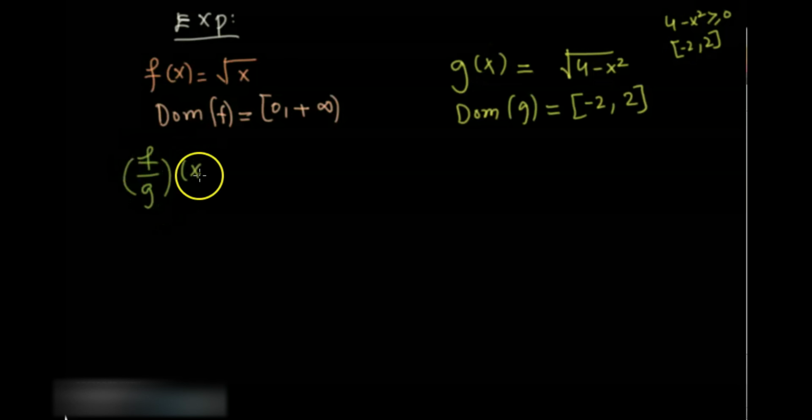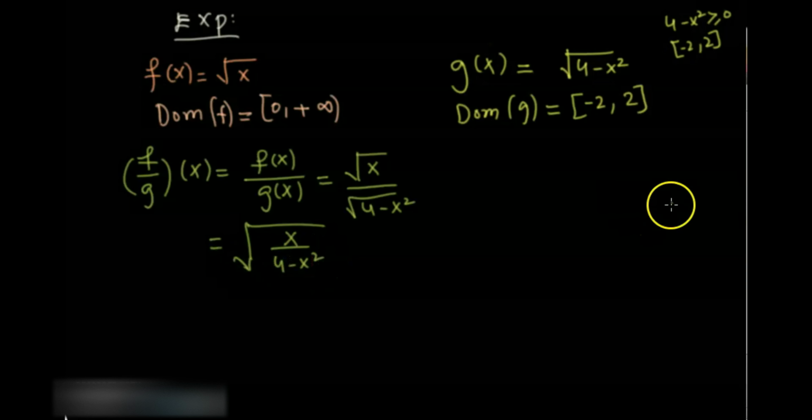So f over g of x is equal to f of x divided by g of x, where f of x is equal to square root of x, and g of x is 4 minus x square, which you can further simplify and write this way: square root of x over 4 minus x square. Now the question is, what is going to be the domain of this f over g?